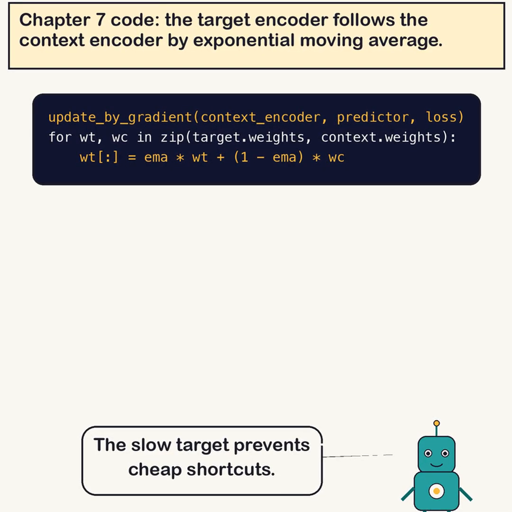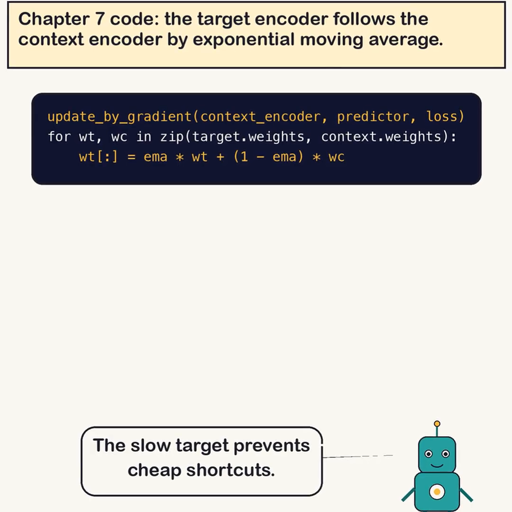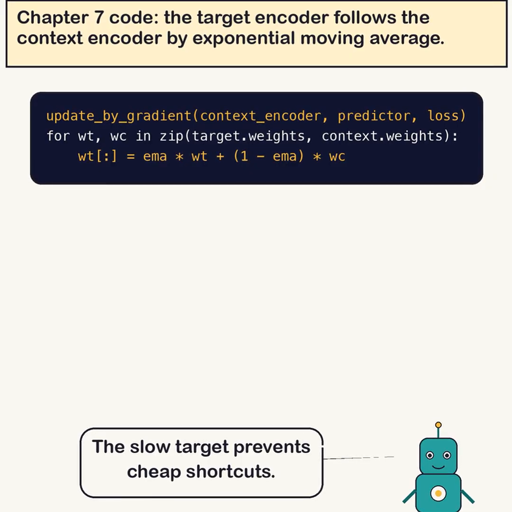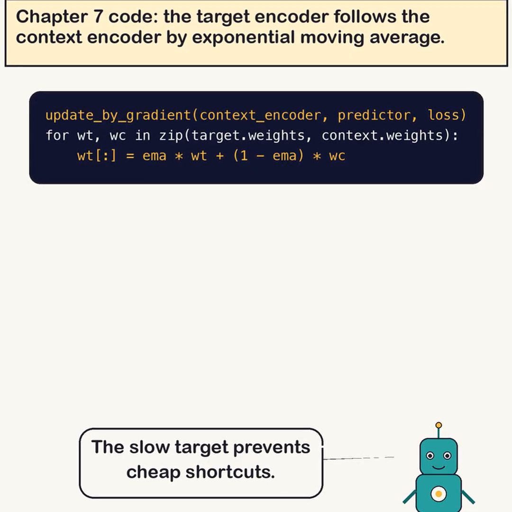Real-world analogy. The EMA target encoder is like a slow teacher whose answer key changes gradually while the student learns. The slow target prevents cheap shortcuts.